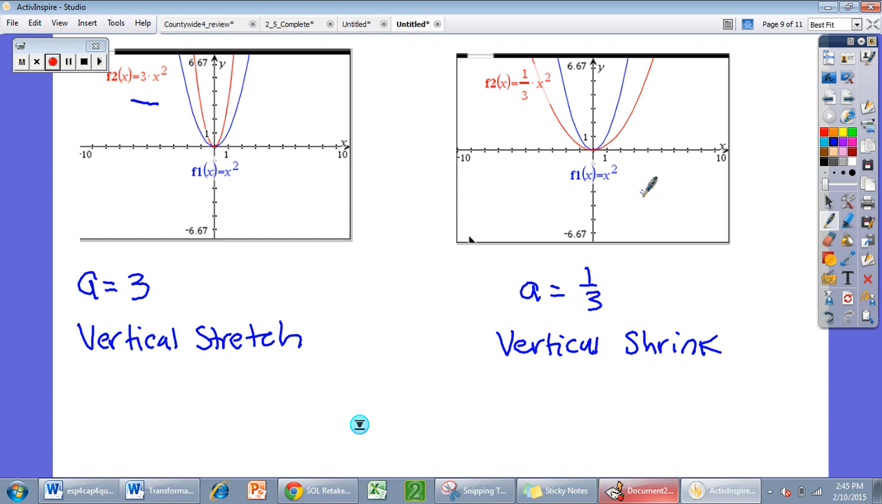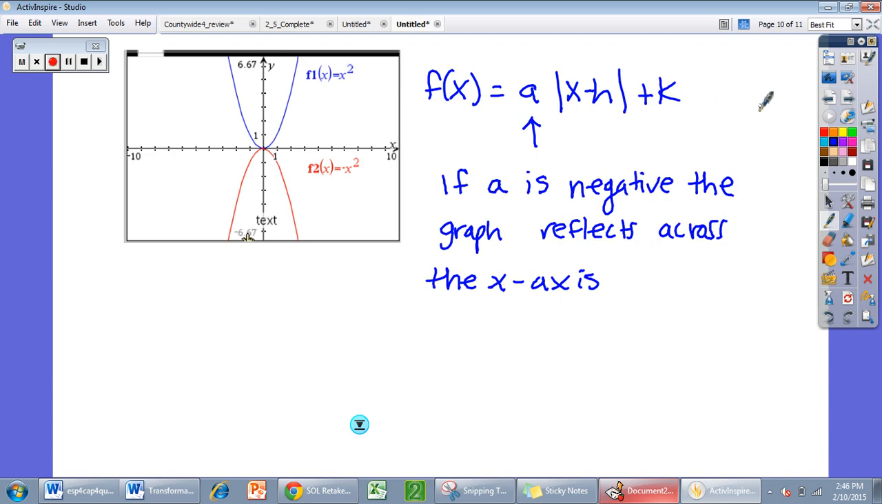As you look here, our original parent function is again in the blue. The one that's been transformed is in the red. Our a is 1/3, so it's a vertical shrink, but you can see how it does look wider. One more thing, the last thing I'm going to point out to you about graphing, is that if your a value is negative, the graph does reflect across the x-axis. So here's your original parent function, here's negative x squared, see how it reflects across the x-axis. And again, this can be applied to any of your 10 parent functions.